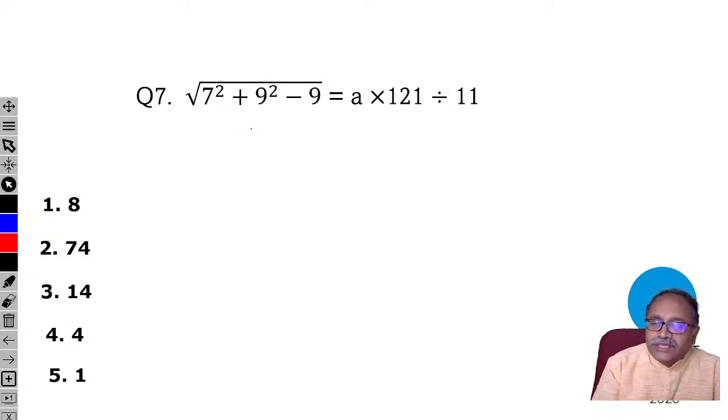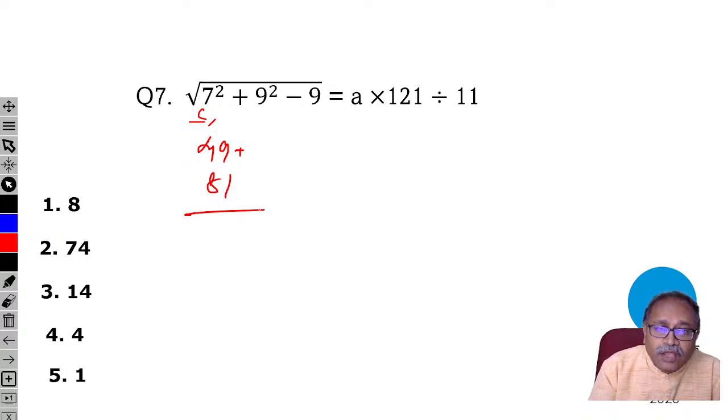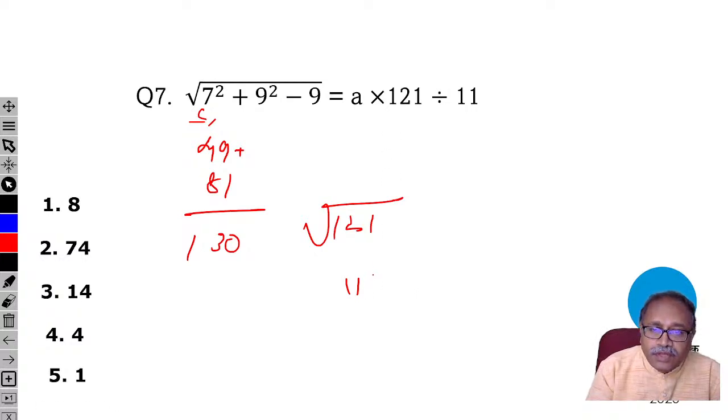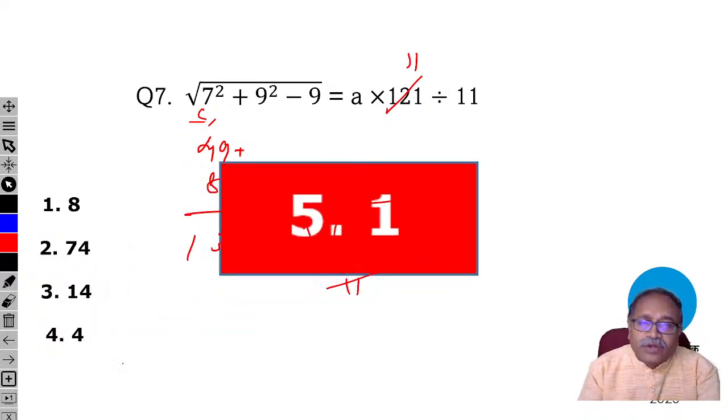The square root of these numbers. These all are simple numbers, I understand. So 49 plus 81 minus 9. We notice that this is 130 and minus 9 will give us 121, and the square root of it becomes 11. So when we cancel 11 with 11, what happens? This is 11, and 11 divided by 11 is nothing but 1. So a is equal to 1. Option choice 5 should be your answer.